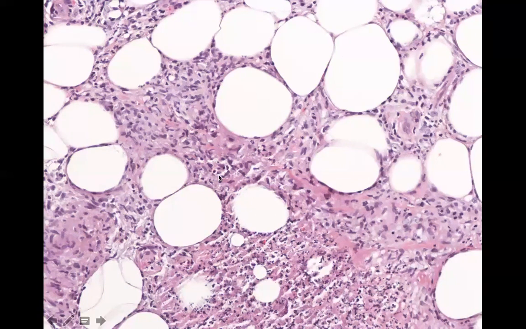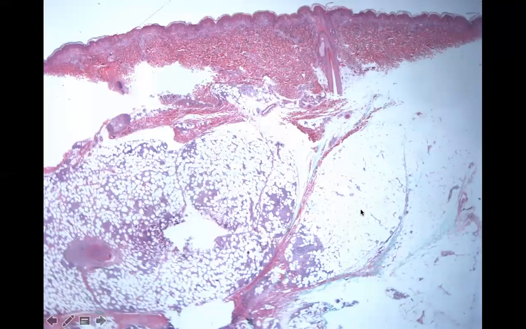So individual lobules of fat with inflammation surrounding, suppurative and granulomatous. Obviously, it'll be very lymphocytic also. And that was an example of erythema induratum, which clinically we know tends to happen in the back of the lower legs, as opposed to erythema nodosum, which tends to happen in the front of the lower legs.